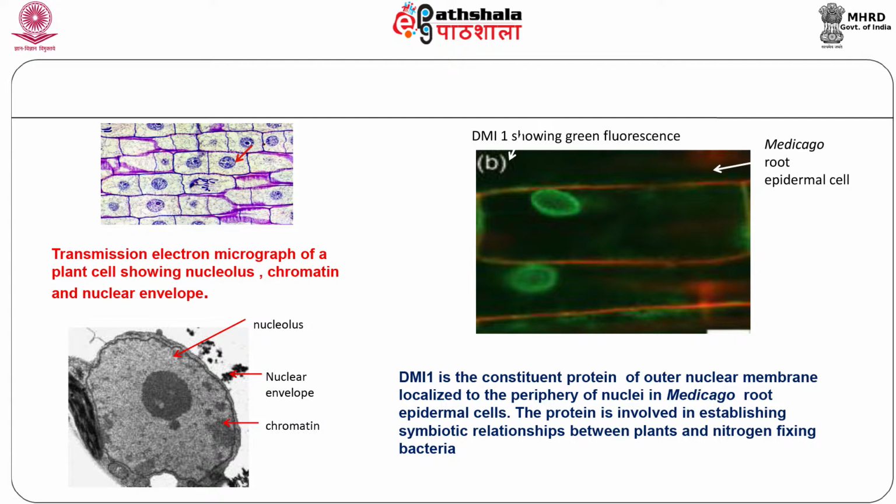Exact proteins present in outer nuclear membrane of plants are not known. One such possible protein is DMI1. You can see this protein present in the next figure as a green ring marking the boundary of nucleus. This protein is involved in establishing symbiotic relationships between plants and nitrogen fixing bacteria.